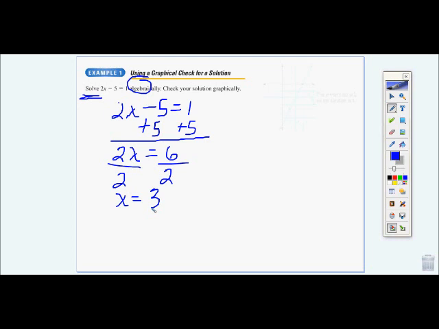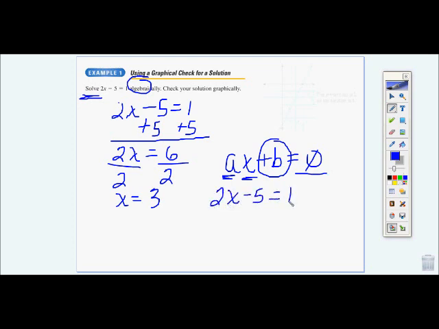So to check an equation graphically, I'm going to go ahead and write the equation. The first step said write it in ax plus b equals 0 form. What this means is we're going to have the coefficient with the x, we're going to have a constant term, and that is going to equal 0. So my original statement, 2x minus 5 equals 11, I want to set it to equal 0.